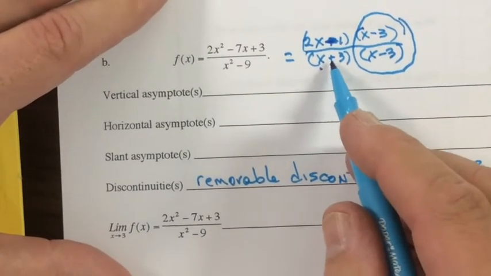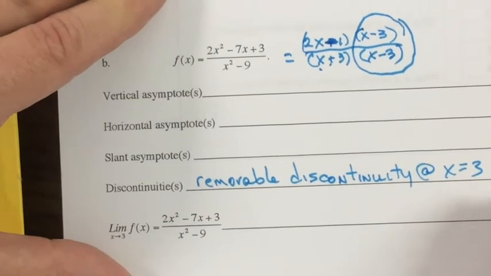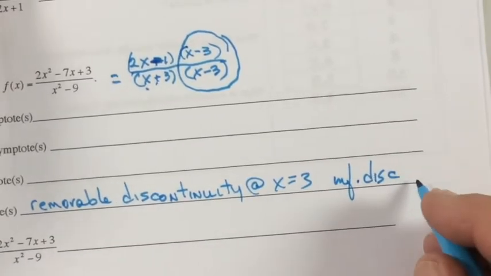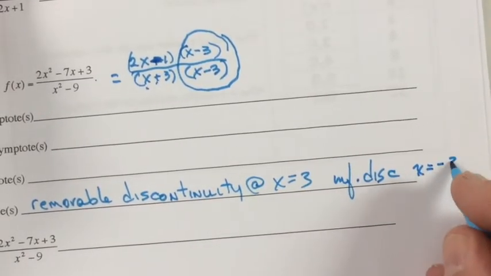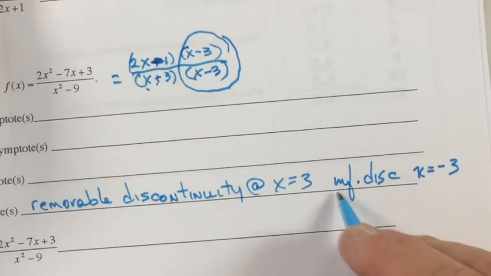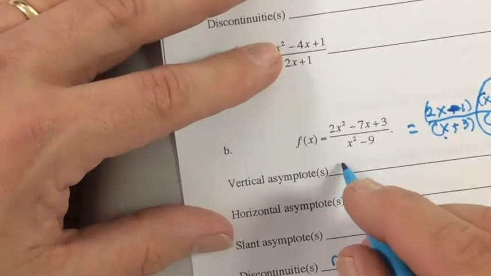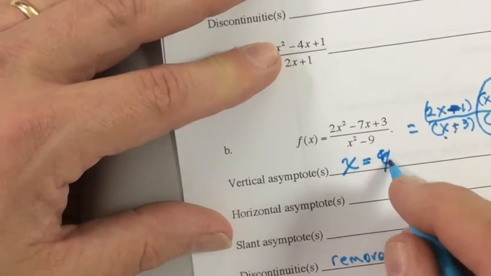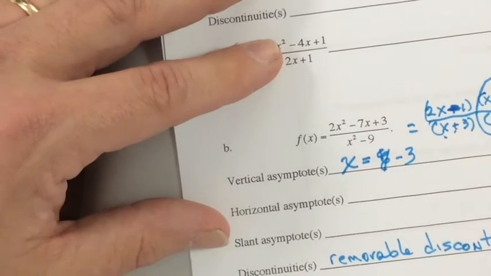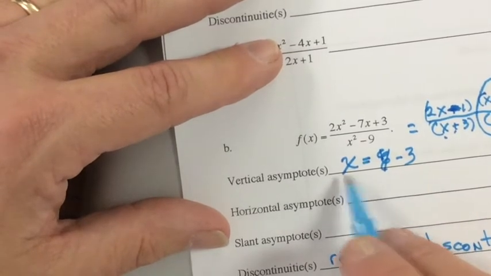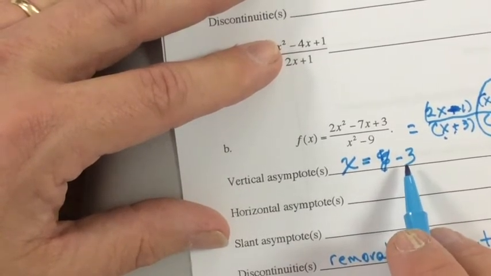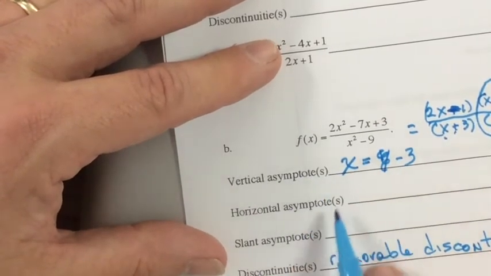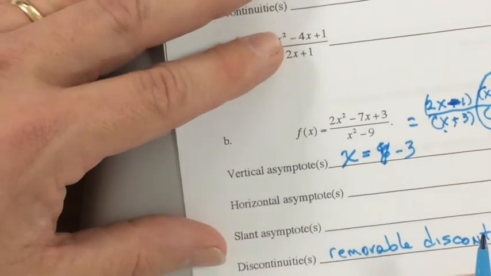It also tells you that there's going to be an infinite discontinuity, right? An infinite discontinuity at x is equal to negative 3. And if there's an infinite discontinuity there, there's going to be a vertical asymptote at x is equal to negative 3. This is not x is not equal to negative 3. That's the restriction on the domain, but the vertical asymptote itself is the line x is equal to negative 3.